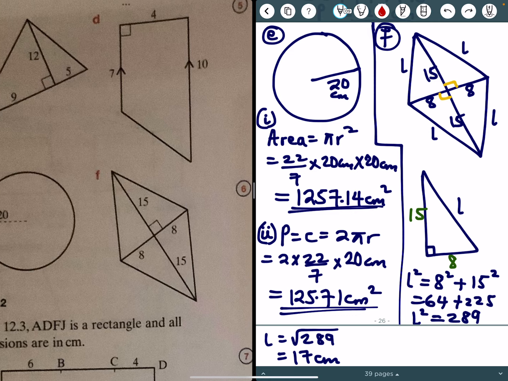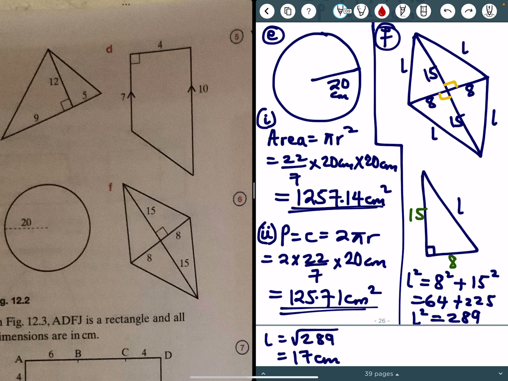Now, next is F. F is a rhombus, and the diagonals are given. The longer diagonal is 30. The longer diagonal is what? 30. The shorter one is 16. But those diagonals bisect perpendicularly at 90 degrees. So this side is 15, this side is 8.